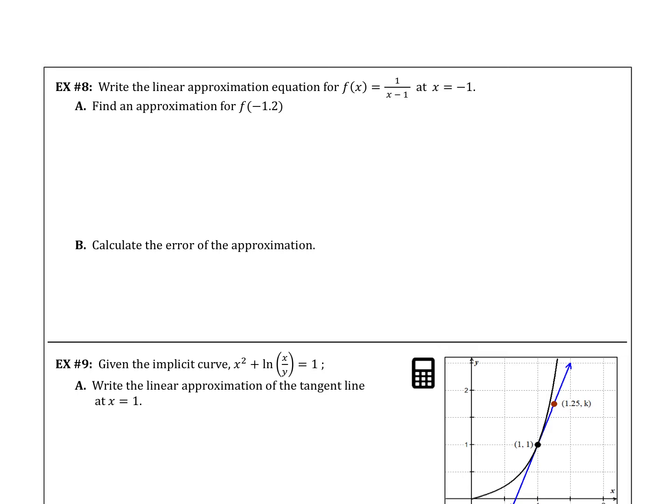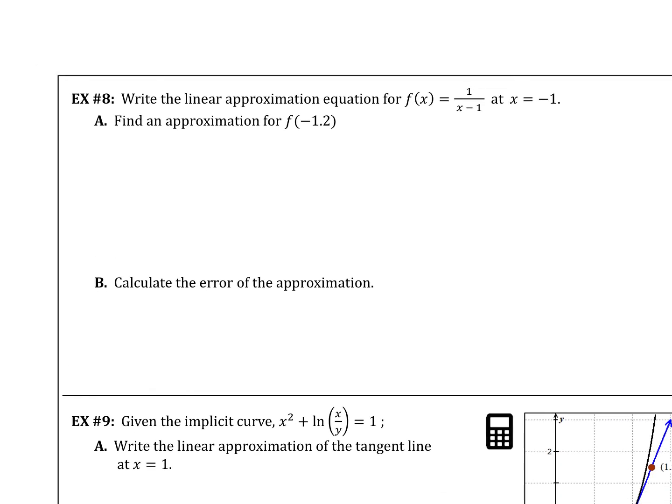All right, moving on to example 8. We're asked to write the linear approximation equation for f of x at x equals negative 1, and then find an approximation for negative 1.2. So first of all, I need to find the second half of this ordered pair of this point. So I want to know what f of negative 1 is. That's 1 over negative 1 minus 1, or 1 over negative 2. Okay, so the ordered pair is negative 1 comma negative 1/2.